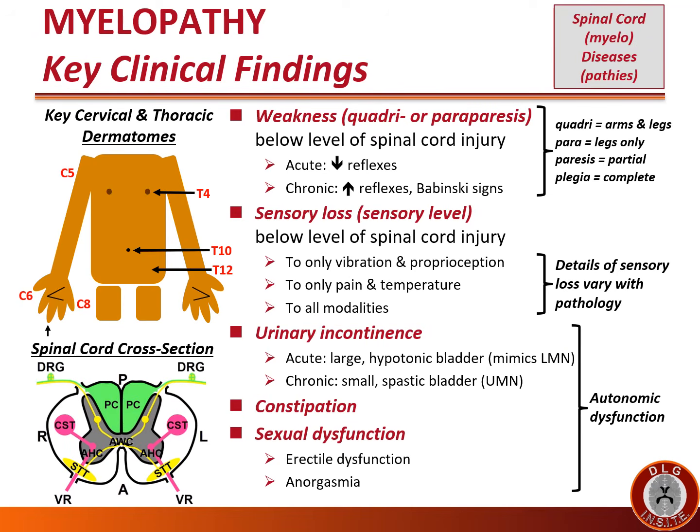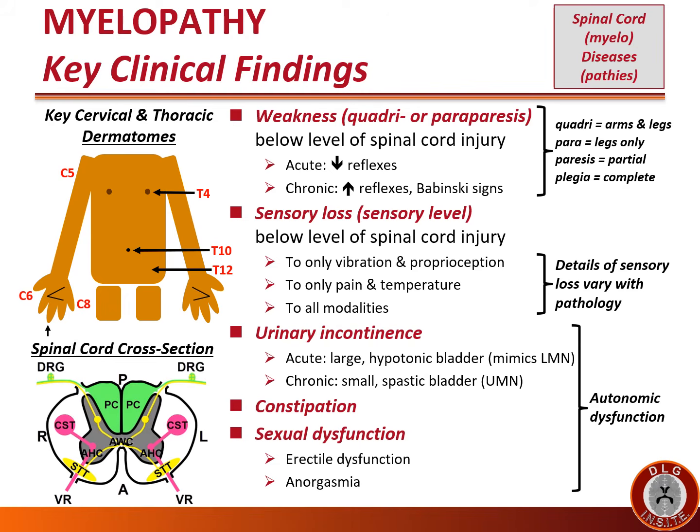Myelopathy is a term we use for spinal cord diseases. Myelo means spinal cord, pathies means diseases. The key clinical findings for a myelopathy are weakness, sensory loss, urinary incontinence, constipation, and sexual dysfunction. The weakness comes in the pattern of a quadriparesis or paraparesis.